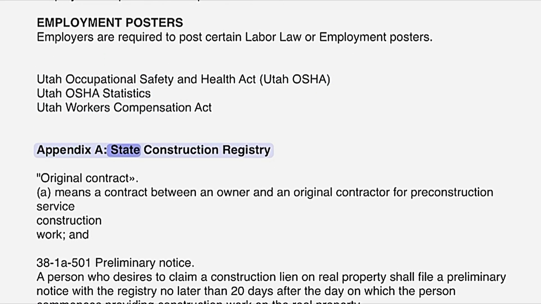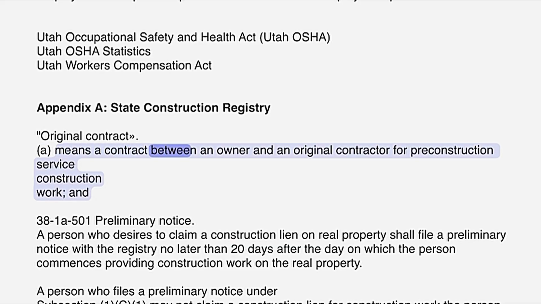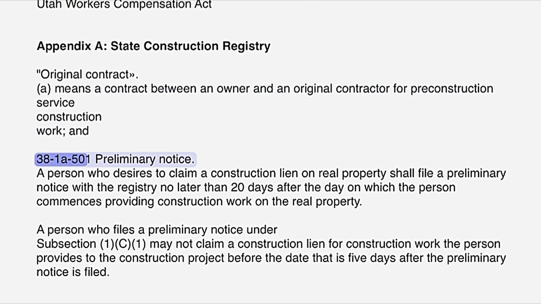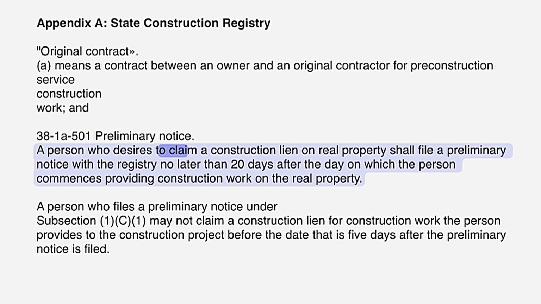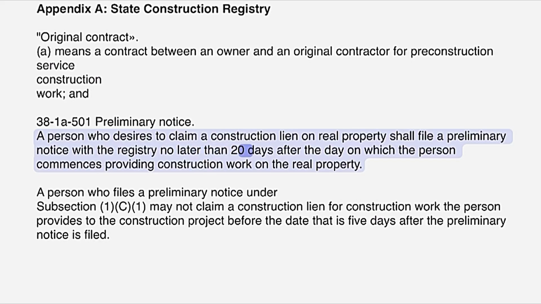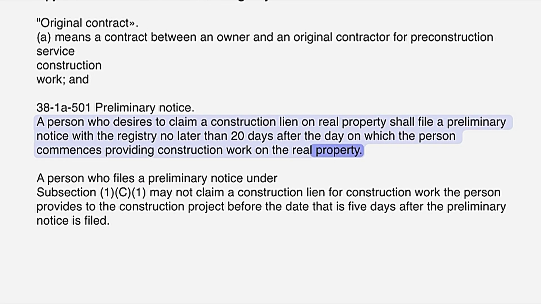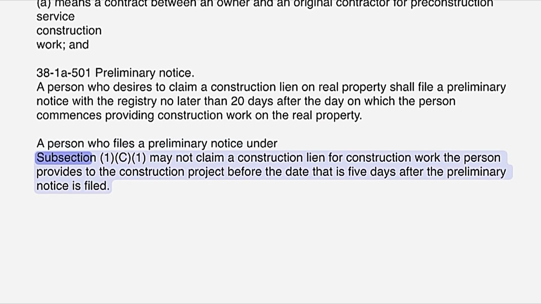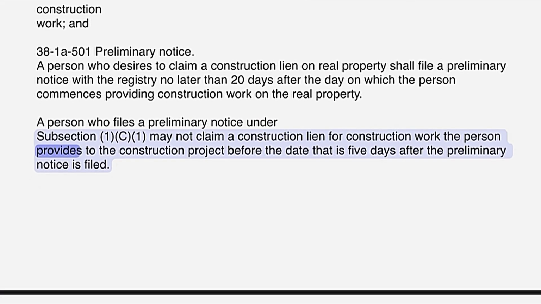Appendix A, State Construction Registry. Original contract means a contract between an owner and an original contractor for preconstruction service or construction work. 38-1a-501, preliminary notice: a person who desires to claim a construction lien on real property shall file a preliminary notice with the registry no later than 20 days after the day on which the person commences providing construction work on the real property. A person who files a preliminary notice under subsection 1 may not claim a construction lien for construction work the person provides to the construction project before the date that is 5 days after the preliminary notice is filed.